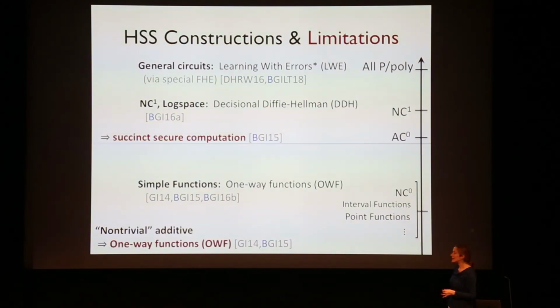Okay, and the only negative results that we know: if you have an additive reconstruction, then basically for anything non-trivial, you're going to require some sort of computational assumption. So one-way functions are kind of the minimal here. And once you get up to something like NC0 and NC1, then this has implications for succinct secure computation. For example, in particular, it has to imply a notion known as oblivious transfer.